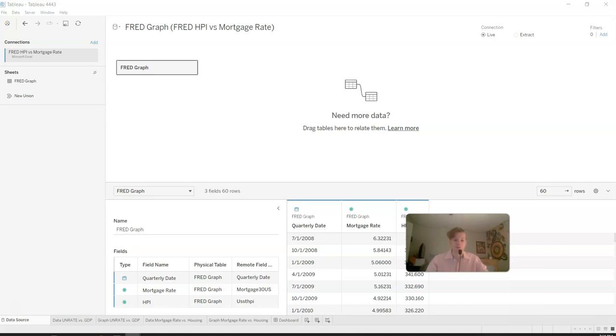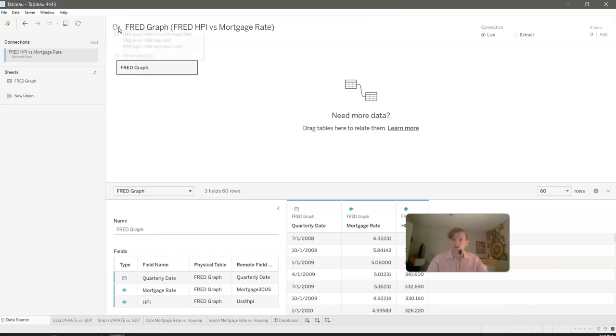In this assignment, I will be presenting a Tableau dashboard that helps analyze the insights gained from the Fed website's data on unemployment rate, real GDP, the housing price index, and mortgage rates. And we can see the data in the Tableau sheet right here.